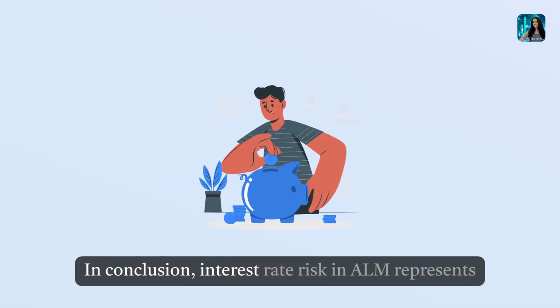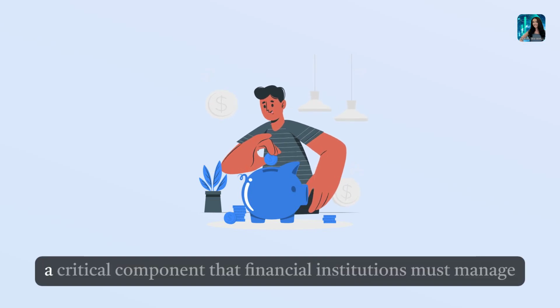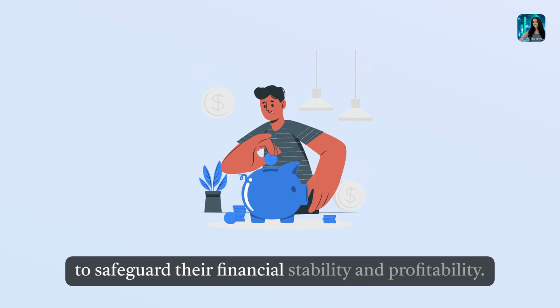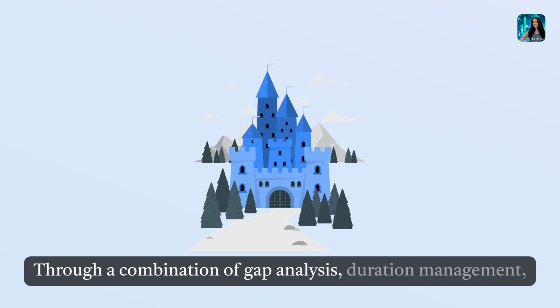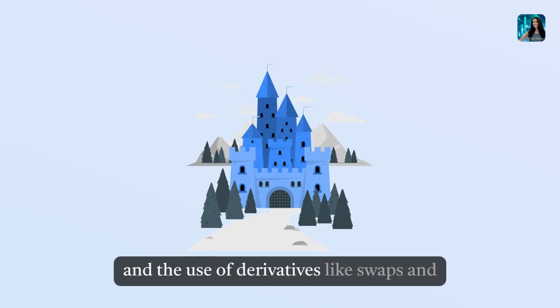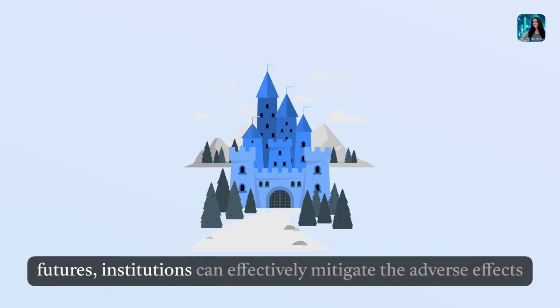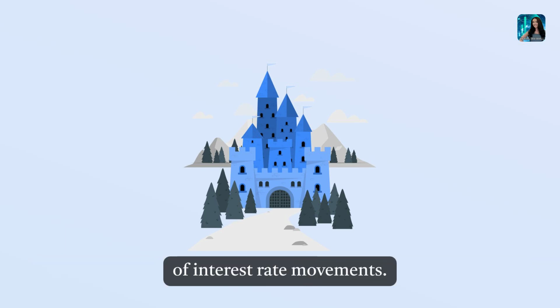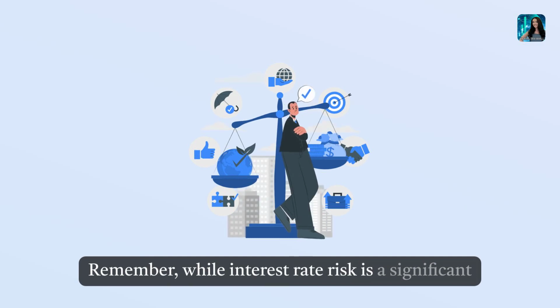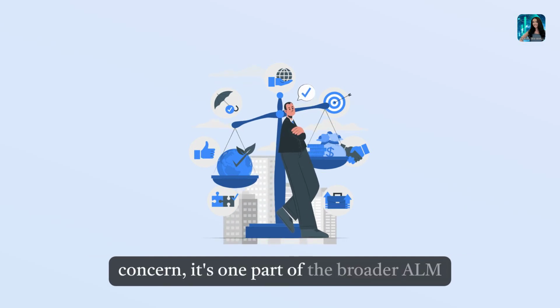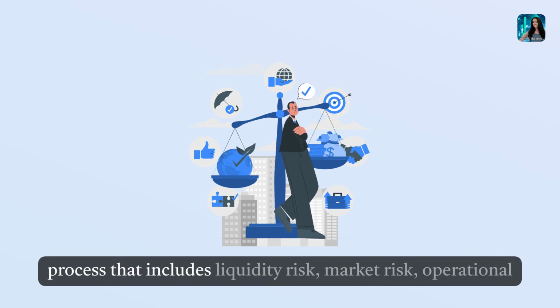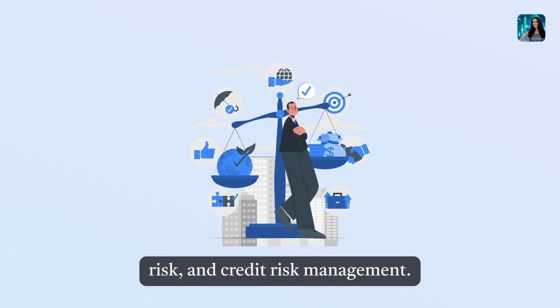In conclusion, interest rate risk in ALM represents a critical component that financial institutions must manage to safeguard their financial stability and profitability. Through a combination of gap analysis, duration management, and the use of derivatives like swaps and futures, institutions can effectively mitigate the adverse effects of interest rate movements. Remember, while interest rate risk is a significant concern, it's one part of the broader ALM process that includes liquidity risk, market risk, operational risk, and credit risk management.